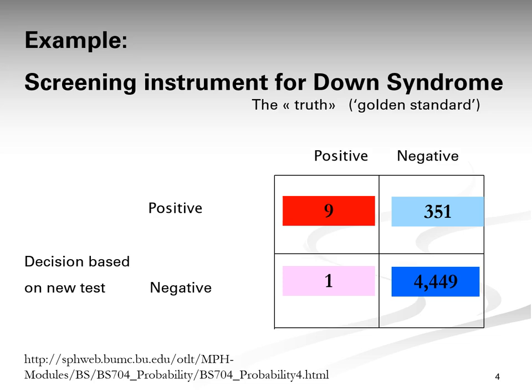From all the negative cases, so there are 4,800 negative cases, most of them were tested negatively based on the screening instrument, which is good, but 351 cases were tested positively.